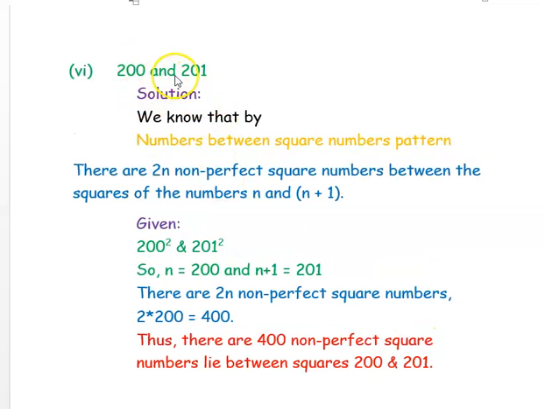The next question is 200 and 201. So the numbers between square numbers pattern, we can say that there are 2n non-perfect square numbers that lies between squares of two numbers, that is n, and the next square number will be n plus 1. So given is 200 and 201. So we can take n as 200 and n plus 1 as 201. So thus we can say that there are 2n non-perfect square numbers. So 2 into 200, which is equal to 400. Thus we can say that there are 400 non-perfect square numbers that lies between the squares of 200 and 201.